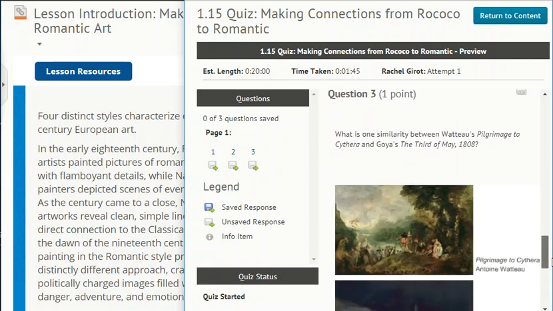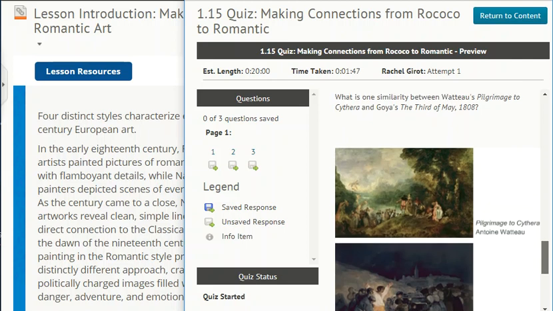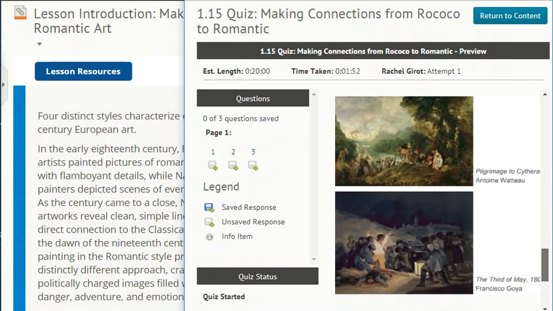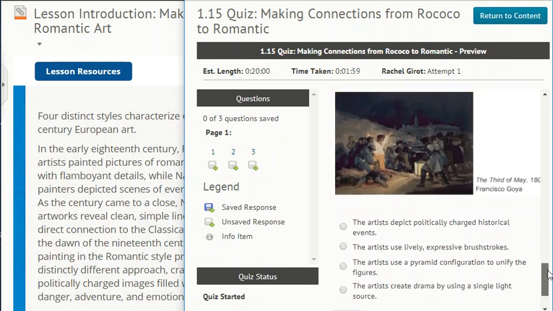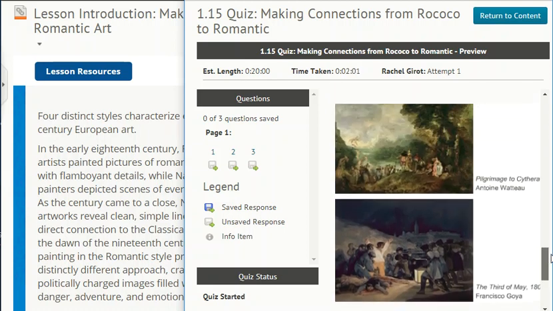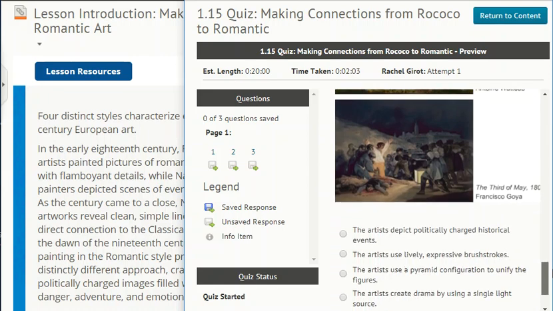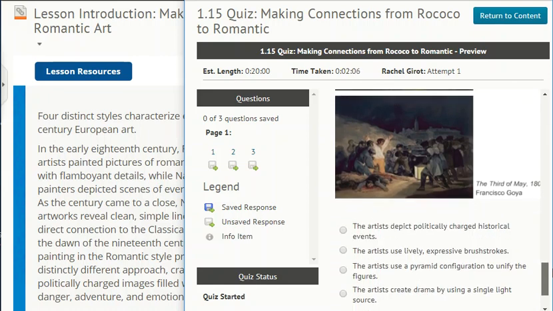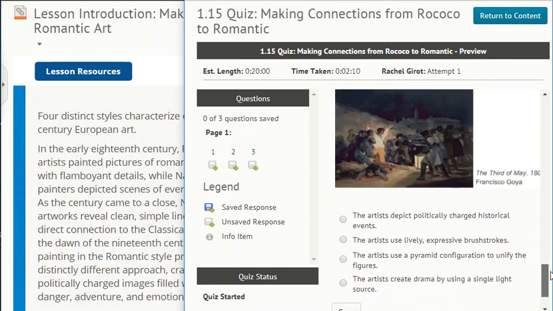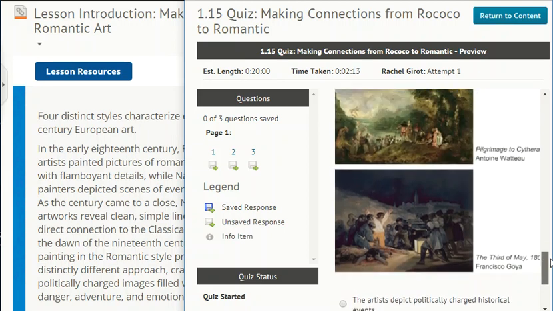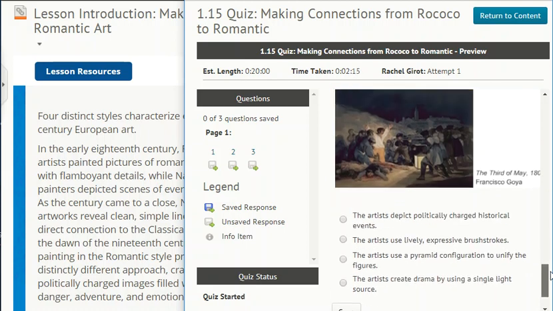Question 3. What is one similarity between Watteau's Pilgrimage to Cythera and Goya's The 3rd of May, 1808? One similarity. Is it the artists depict politically charged historical events? Is it the artists use lively expressive brushstrokes? Is it the artists use a pyramid configuration to unify the figures? Or is it the artists create drama by using a single light source?